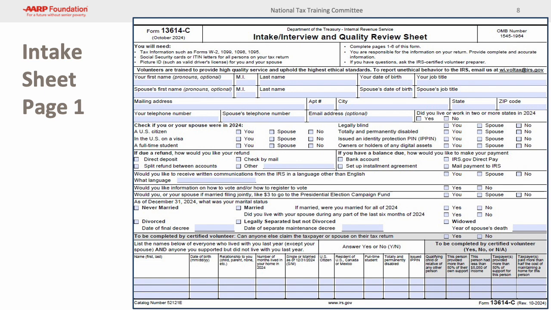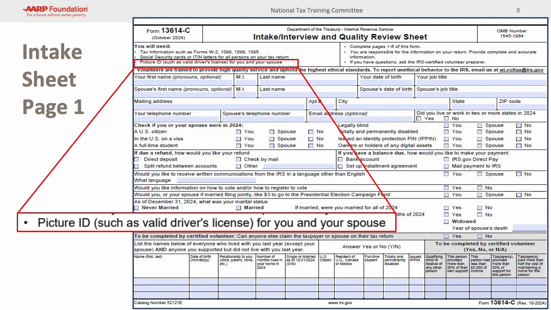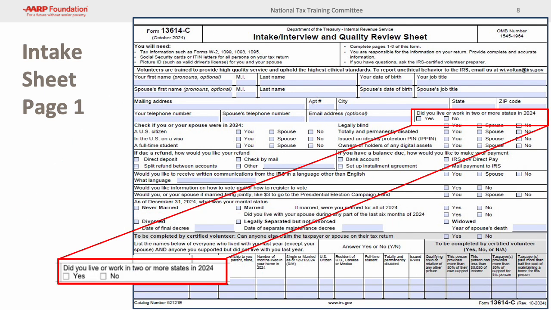Let's look at each page of the intake booklet. As we discussed, the taxpayer must provide a picture ID for themselves and their spouse if it's a joint return. Now, a very important question is whether the taxpayer lived or worked in more than one state. A yes here is a tip-off to the counselor that a part-year state return, more than one state return, or a non-resident state return may be necessary.